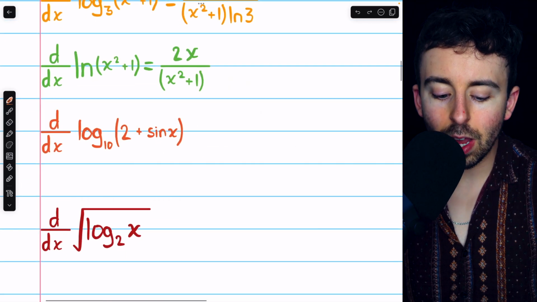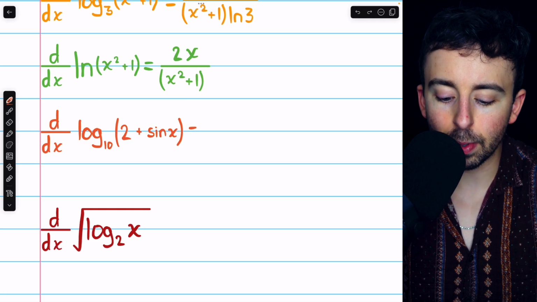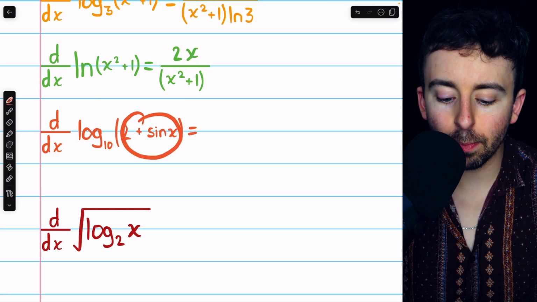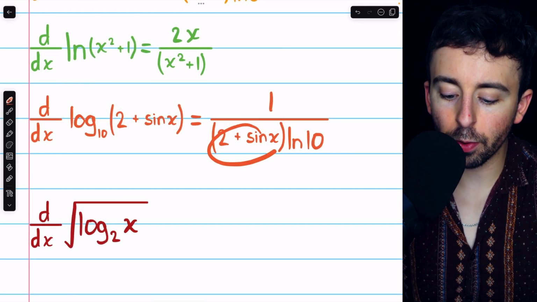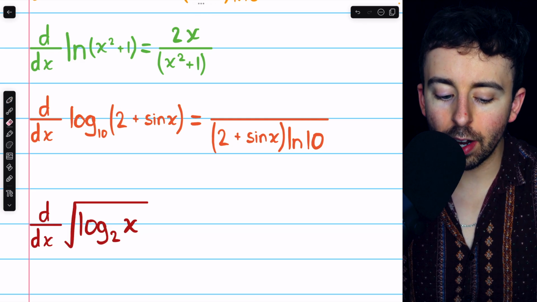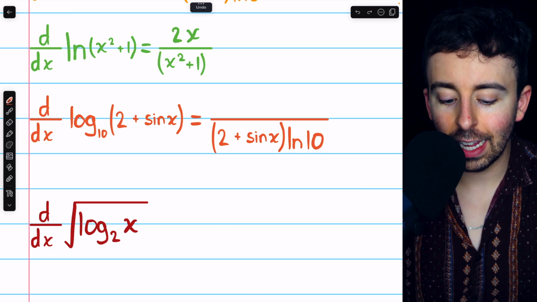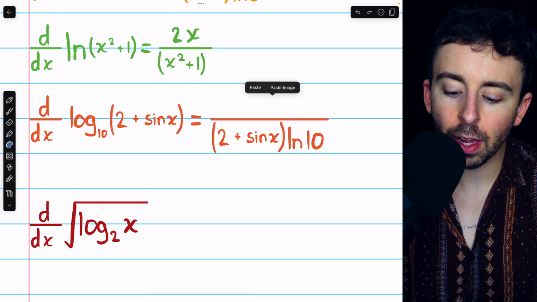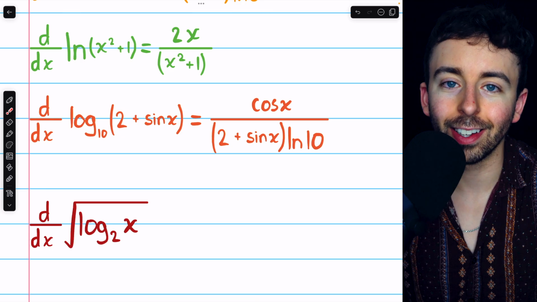In this next example, we have the derivative of log base 10 of 2 plus sine x. Again, we'll be using the chain rule, but we can start with 1 over the input times the natural log of the base. So there we have that, 1 over the input times the natural log of the base, but instead of having 1 in the numerator, we should just put the derivative of the inside function. The inside function is 2 plus sine x, the derivative of 2 is 0, the derivative of sine x is cosine x, and so that would be our final answer.